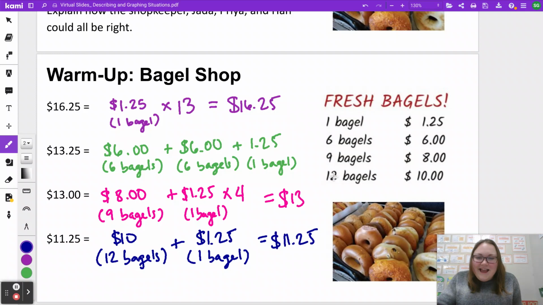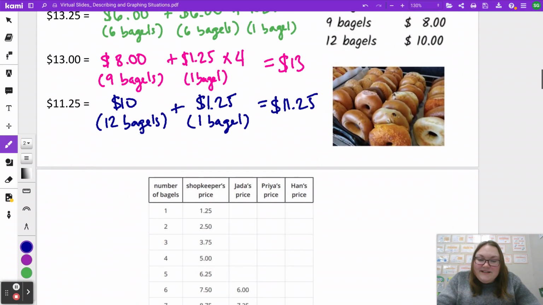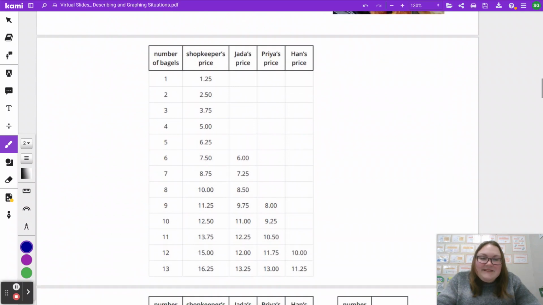Everyone is correctly adding. But it's just a matter of how you get to that total of 13. Thinking about this information and how you're using different combinations of these, I asked about 13 bagels, but if I had asked you to find the cost of 11 bagels, it's going to be similar, where there's a lot of different ways to calculate it.